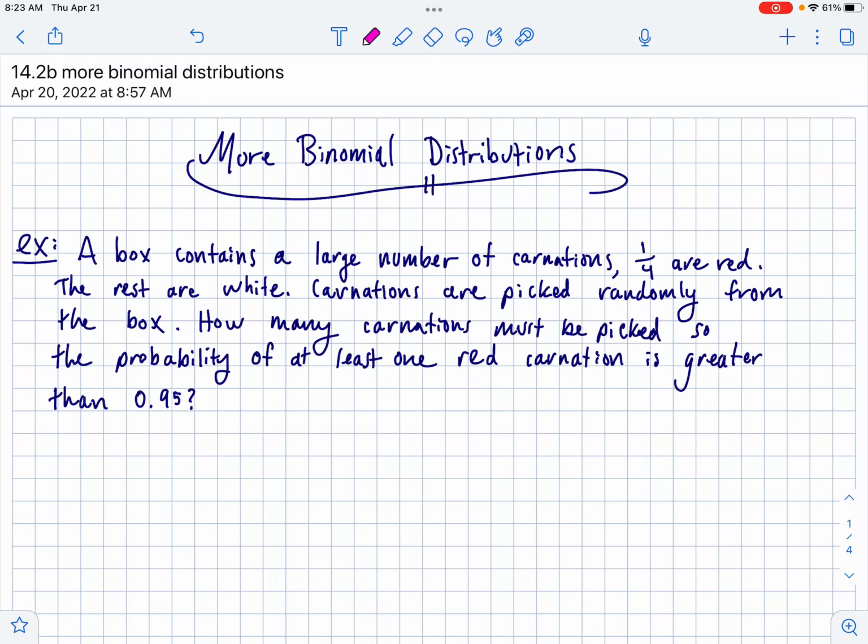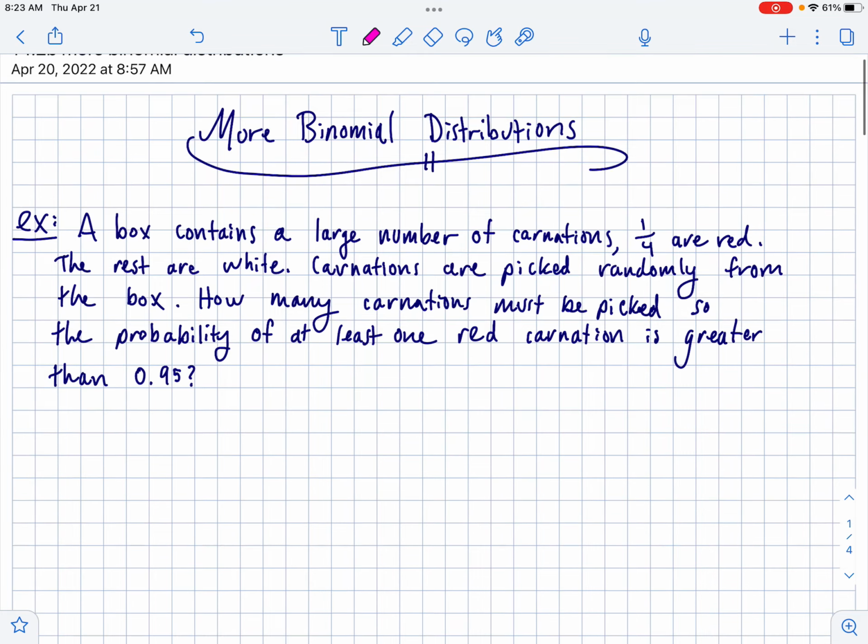All right, IB AA SL2. Today we're going to do a few more specific examples with the binomial distributions and learn one new formula. I guess one and a half new formulas. One of them's not that new.